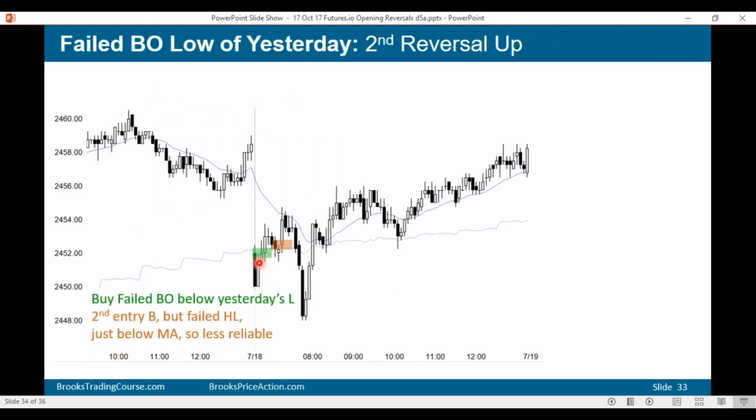Failed breakout below yesterday's low, immediate reversal at the 60-minute moving average, reasonable buy. And here's a second entry buy. Yesterday's low, reversed up, second entry buy, but then look what happened here. We're getting a wedge reversal at the moving average.